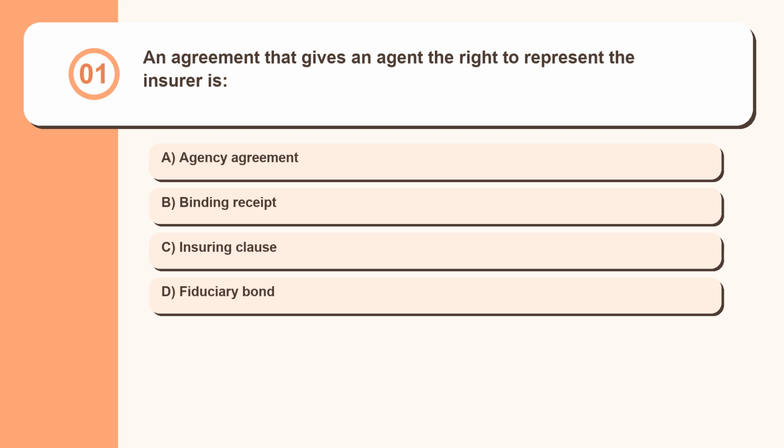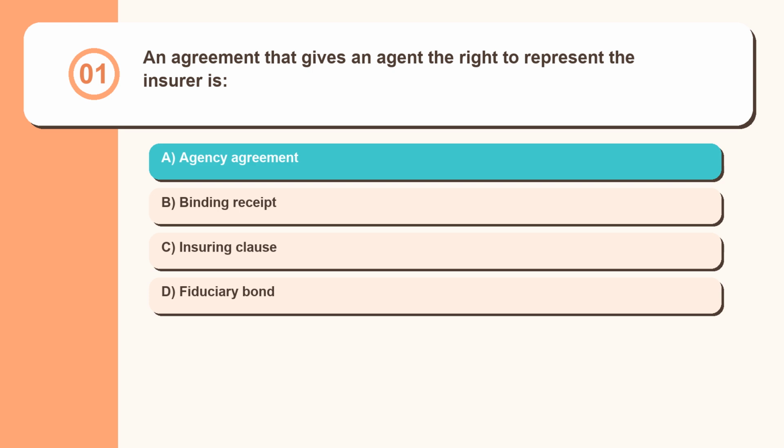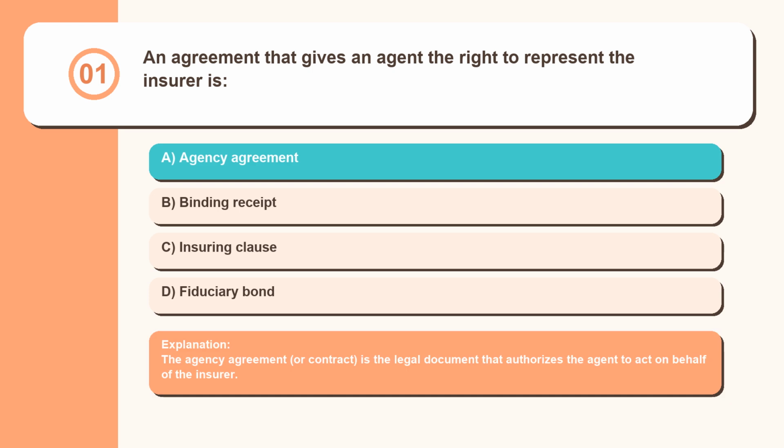Question 1. An agreement that gives an agent the right to represent the insurer is: agency agreement, binding receipt, insuring clause, fiduciary bond. The agency agreement, or contract, is the legal document that authorizes the agent to act on behalf of the insurer.